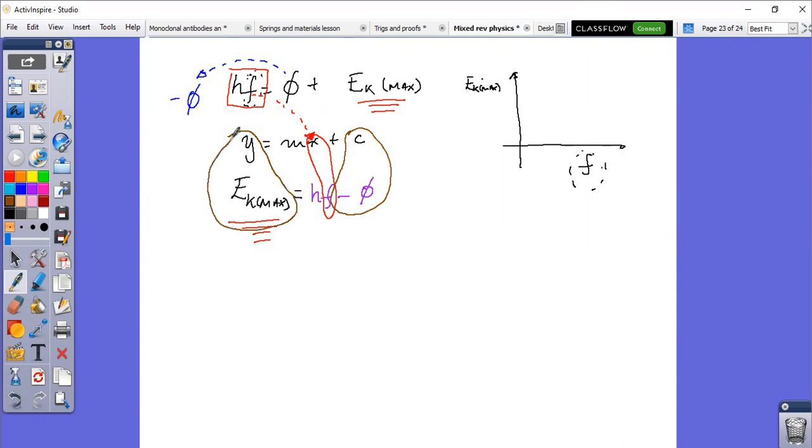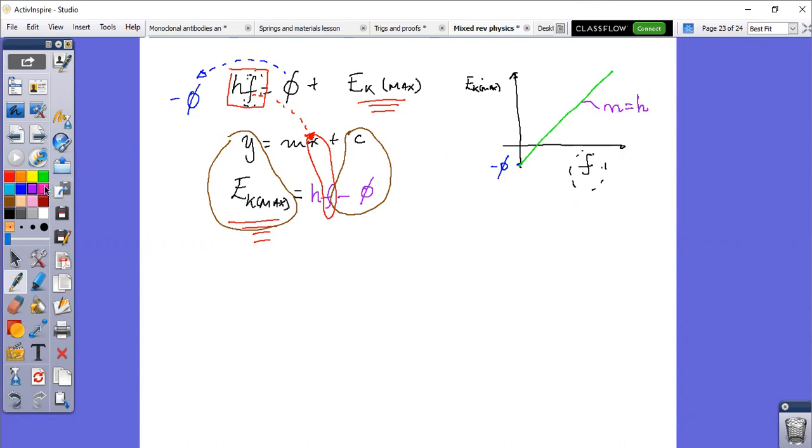Yeah, okay. So this graph, because it's minus phi, there you go, that's my minus phi. Not positive, minus phi. And it will do something like that. What will the gradient now represent? E, Planck's constant. Correct, very good, excellent.